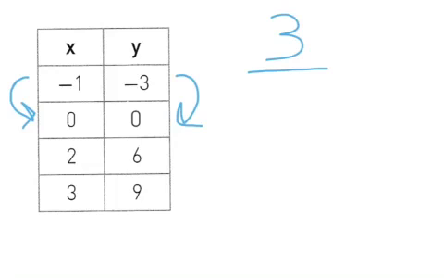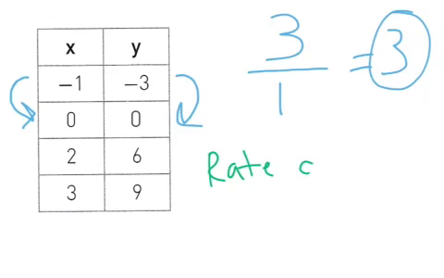Now let's look at this XY table. Our change in y, -3 to 0, is 3. Our change in x, -1 to 0, is 1. 3 divided by 1 is 3. So our rate of change is 3.